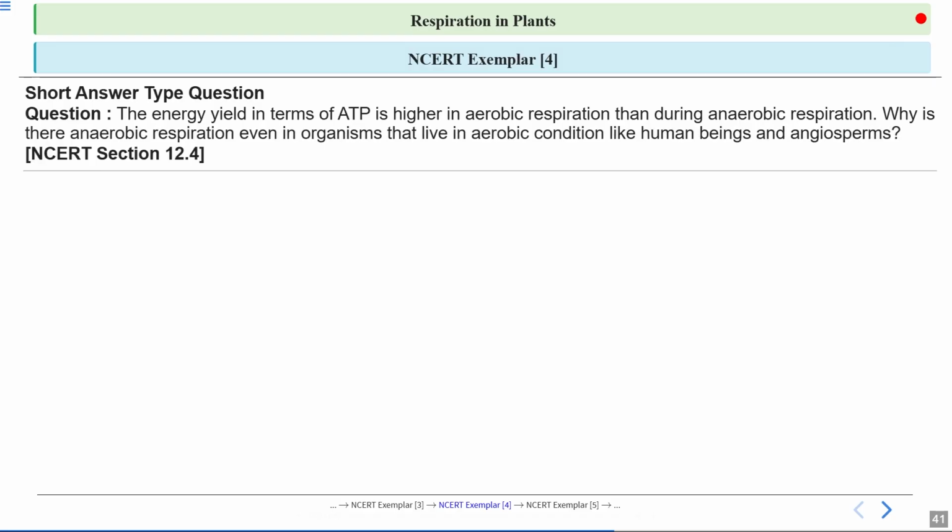So now let's look at the next question. The energy yield in terms of ATP is higher in aerobic respiration compared to anaerobic respiration. So why is there anaerobic respiration even in organisms that live in aerobic conditions like human beings and angiosperms? Let's look at the solution.